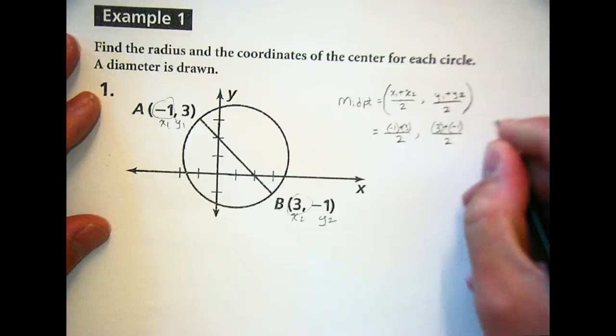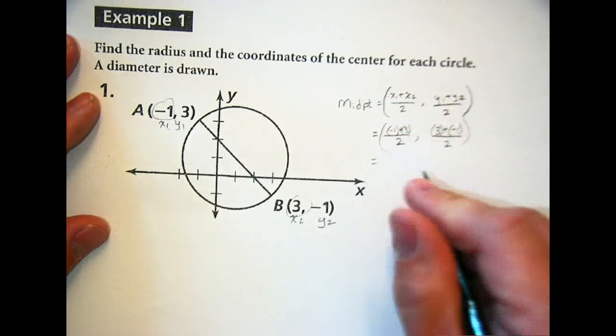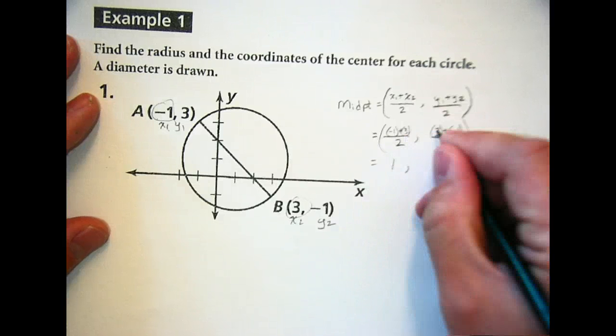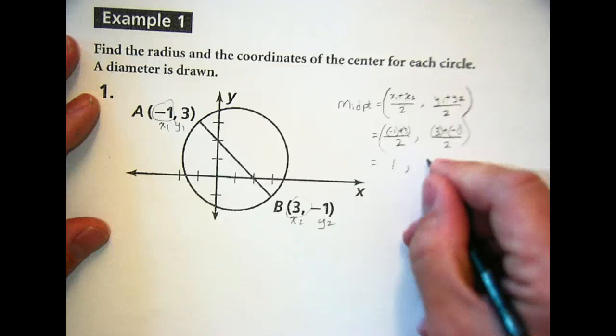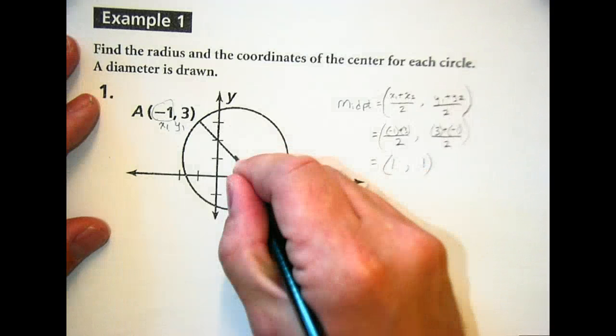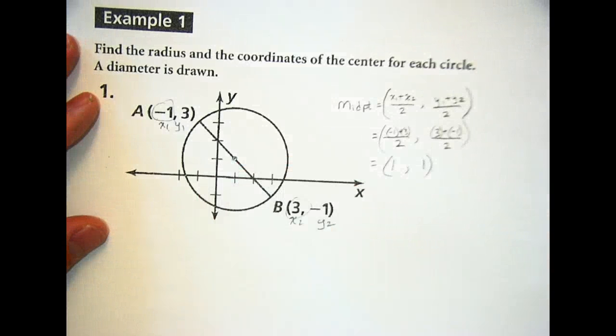I try to keep that habit up. It won't really matter tons on this problem, but that gives us 2 over 2 or 1, and 2 over 2 or 1. So the pair is (1, 1). Happens to be right there, and it appears as though that's right. Okay?